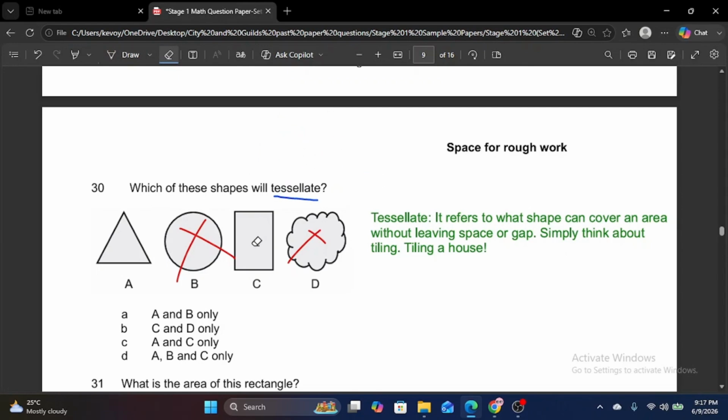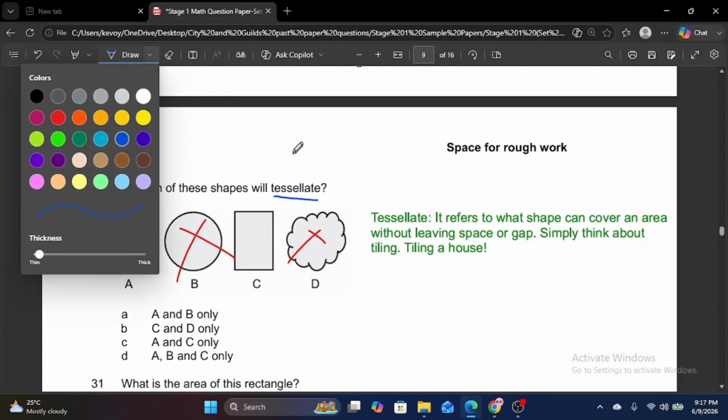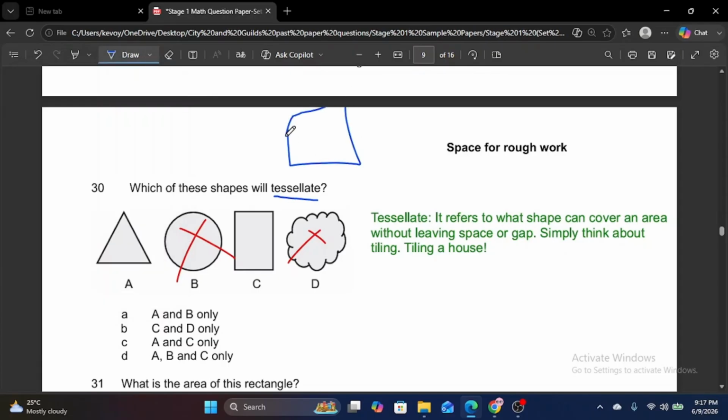Alright, what about a rectangle? Yeah, we can use a rectangle. Rectangle is a common shape for tiles. You just line up all the rectangular tiles, and if you realize, there's no space left with the rectangular tiles, no additional space like that.